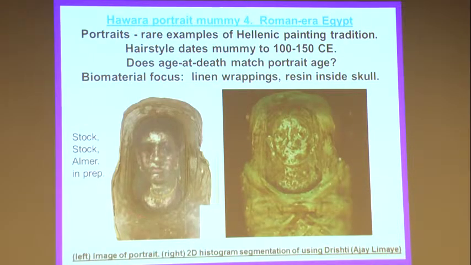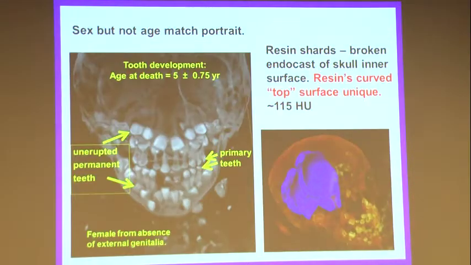This is the portrait of Hawara portrait mummy number 4, and this is a rendering from the CT scan where you can see actually quite a bit of contrast, which was actually quite surprising. We're interested in this rare example of a Hellenic painting and its tradition for age of death matching the portrait age, biomaterial focus on linen wrappings, resin inside the skull, and a couple of other contents of the mummy.